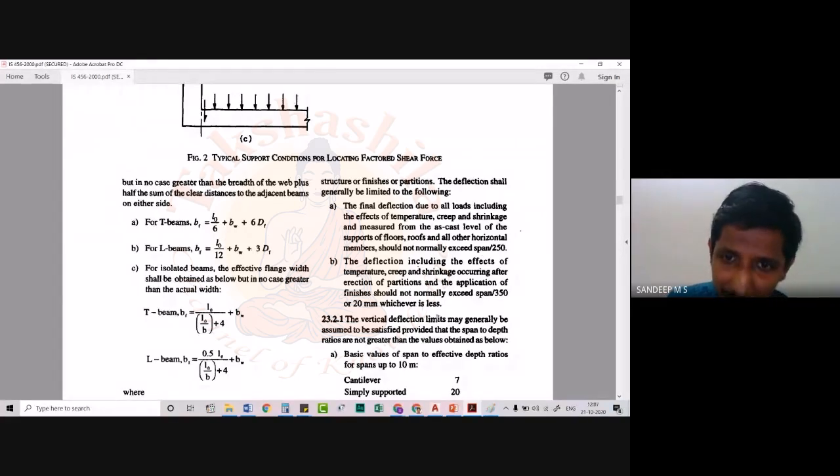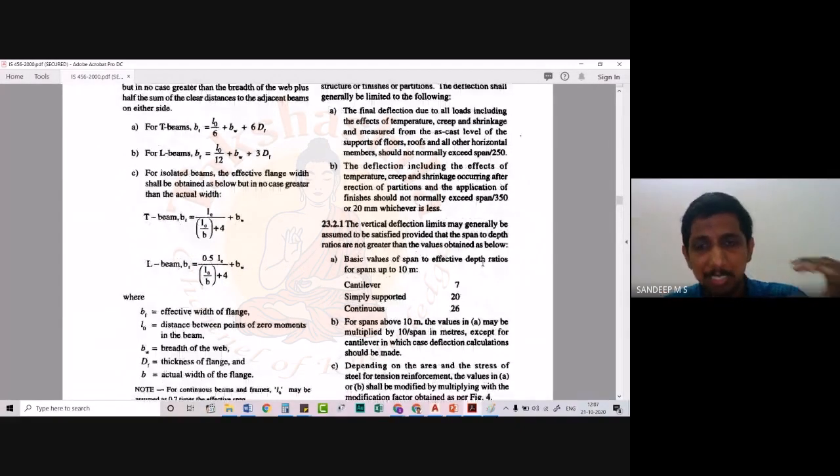Okay, now moving on to the next part. As I told earlier, if we are designing by following some specific procedure, these conditions will be automatically satisfied. So let's see what that is. Basically the vertical deflection limits may generally be assumed to be satisfied provided that the span to depth ratio is not greater than the value obtained as below.